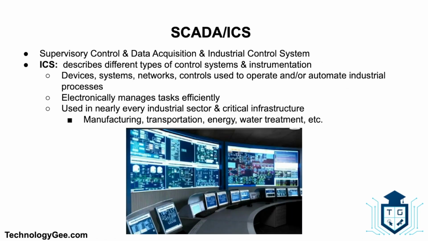And then we have the industrial control system, a collective term used to describe different types of control systems and associated instrumentation, which includes the devices, systems, networks, and controls used to operate and/or automate industrial processes. Depending on the industry, each ICS functions differently and is built to electronically manage tasks efficiently. Today, the devices and protocols used in an ICS are used in nearly every industrial sector and critical infrastructure, such as the manufacturing, transportation, energy, and water treatment industries.